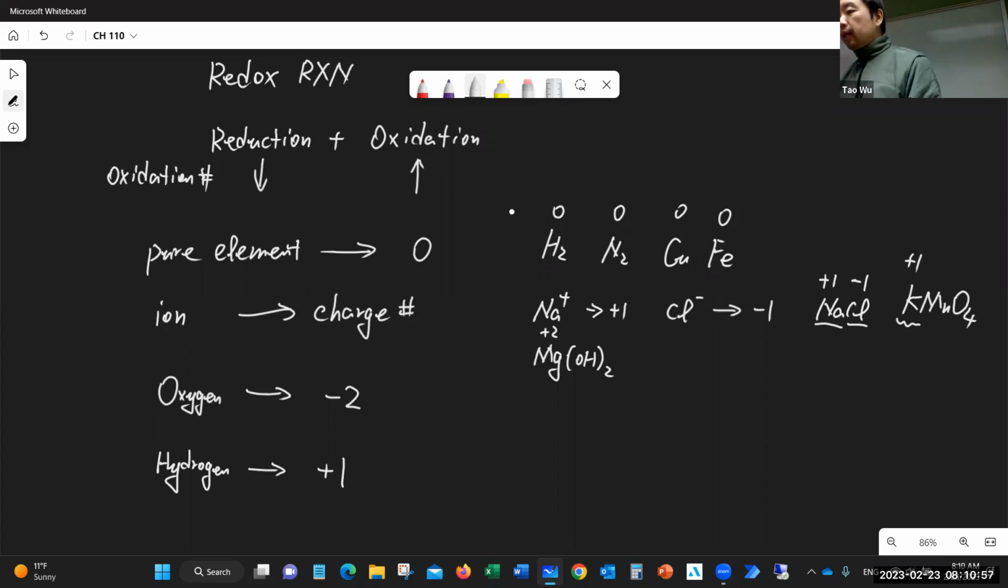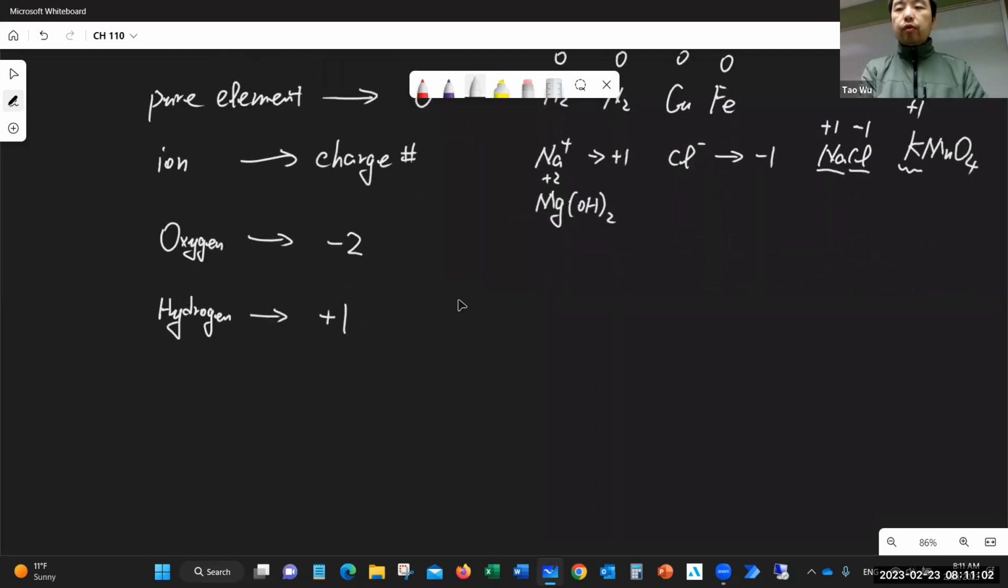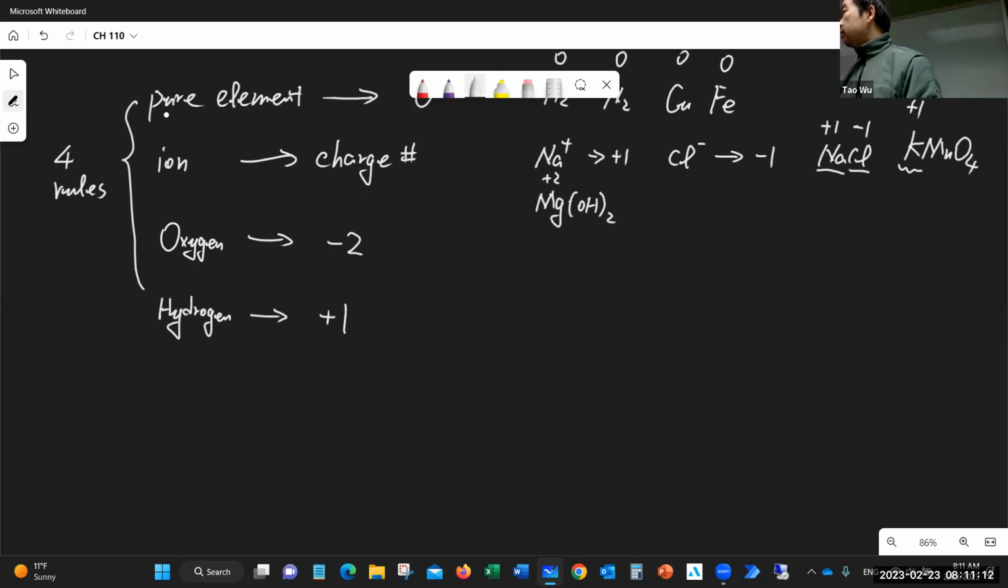So that's why we can base on those four rules to figure out the oxidation number for each of the elements, right? Because we talked about the sum of the oxidation numbers being equal to 0 if it's a compound, right? For example, sodium phosphate. Okay, what is the oxidation number for phosphorus? Sodium phosphate is an ionic compound.